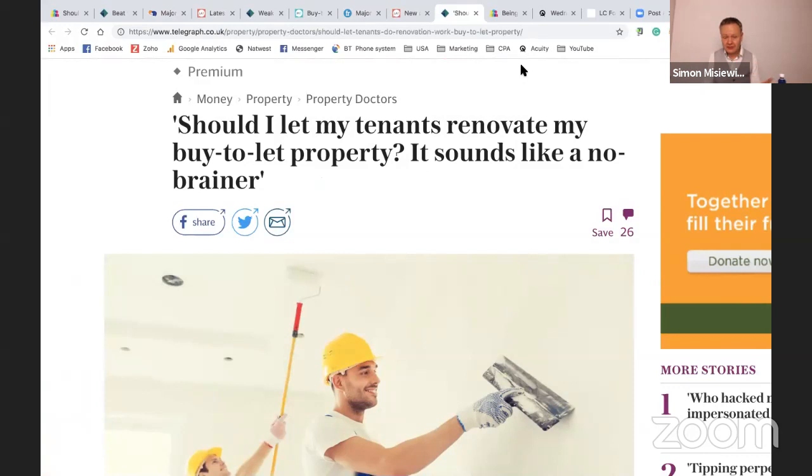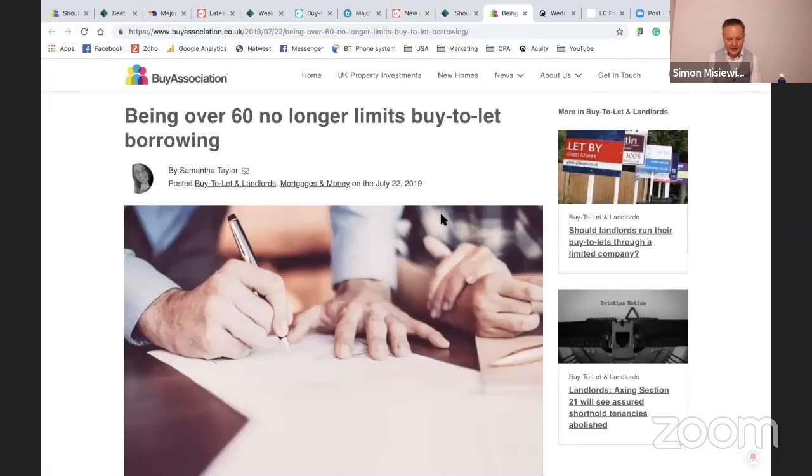That's the ultimate plan for what we do as buy-to-let property investors, something that you might want to consider as well. And this is an article, I have to confess now, guys, that I shared with you maybe 2 weeks ago, but I thought I'd share it again. Actually, I must have shared it last week. It's about how being over 60 no longer limits buy-to-let borrowing.